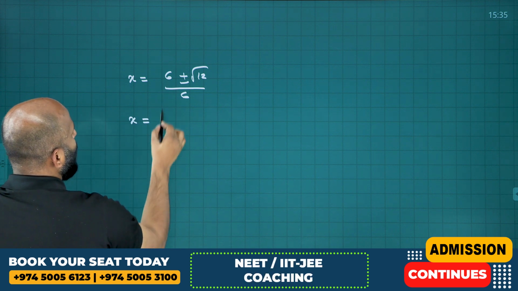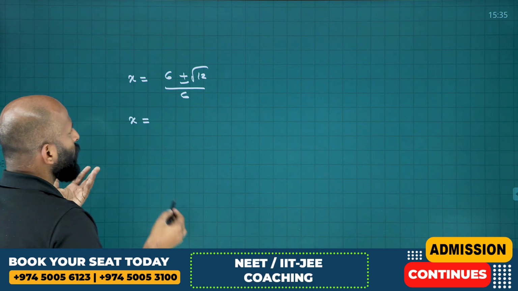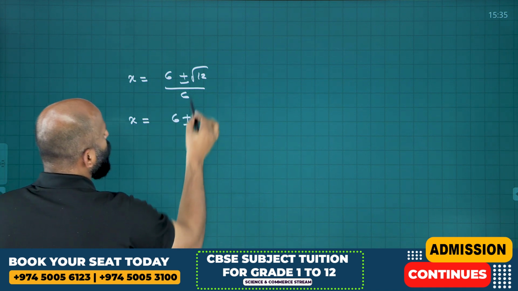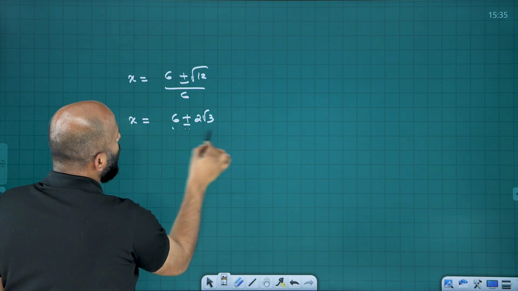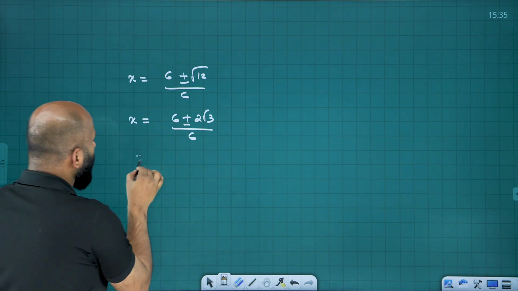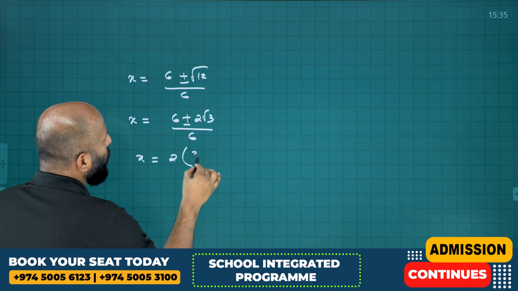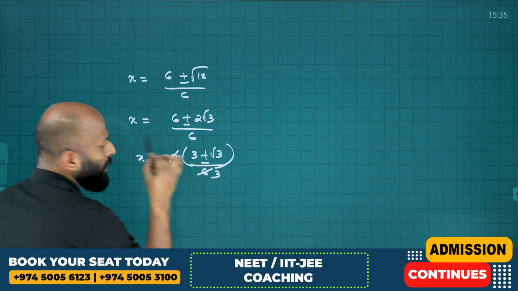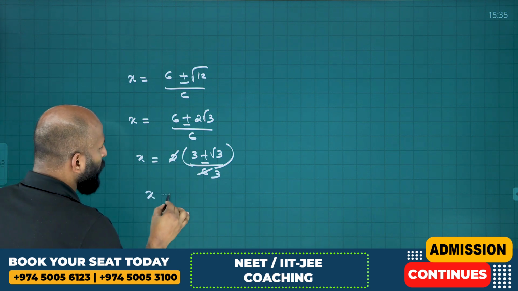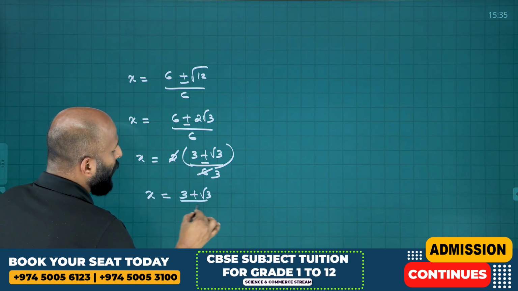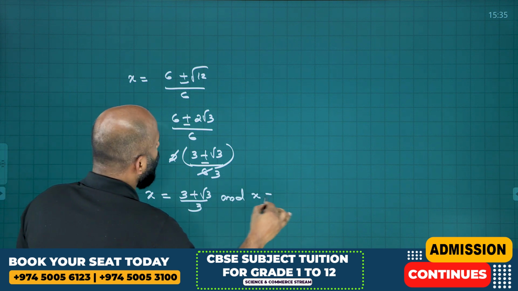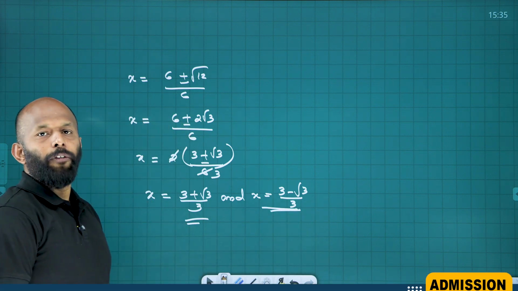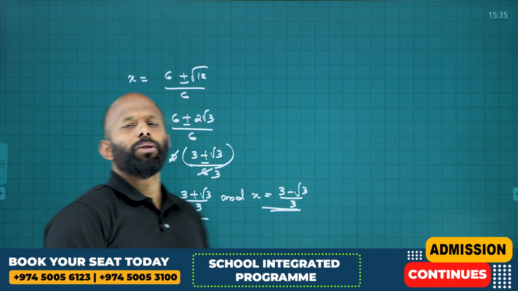Now I can take 2 common out. Is it possible to take 2 common? Yes, we can take 2 common out. Then how can we write root 12? That will become 2 root 3. So 6 plus or minus 2 root 3 divided by 6. Now when I take 2 common out, it will become 3 plus or minus root 3 divided by 6. 2 and 6 cancel, you will get 3. Now we can split the middle term. So finally you will get x is equal to 3 plus root 3 divided by 3 and x is equal to 3 minus root 3 divided by 3. So these are the values of x. Hope all of you understood this one. Now we can move to the next question.